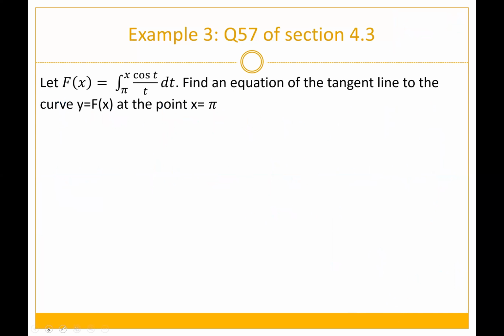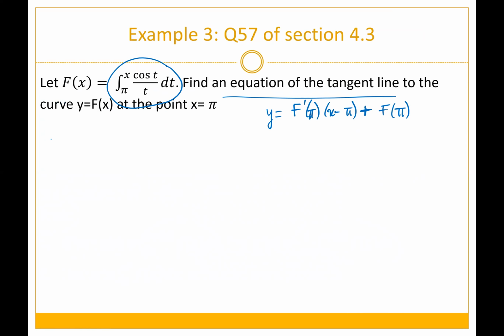Now example 3 is question 57. They give you f of x, this one expression. Find the equation of the tangent line to the curve y equals f of x at the point x equals pi. Now again, the general equation of the tangent line is y equals f prime of x0 times (x minus pi) plus f of pi.